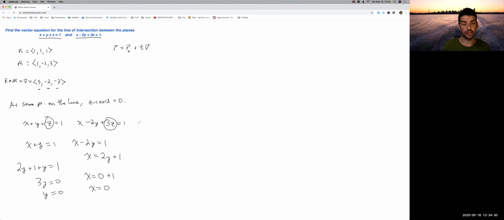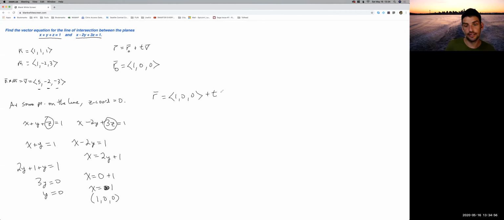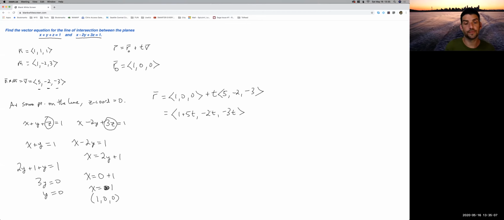The point in question has the coordinates 1, 0, 0. And that gives us our r naught. So r naught is equal to (1, 0, 0), which means the equation of this line is r equals (1, 0, 0) plus t times (5, -2, -3), or (1 + 5t, -2t, -3t). Okay, and there's our nice vector equation of the line.